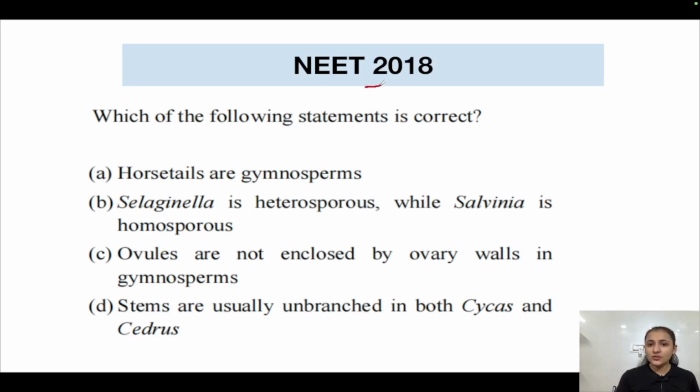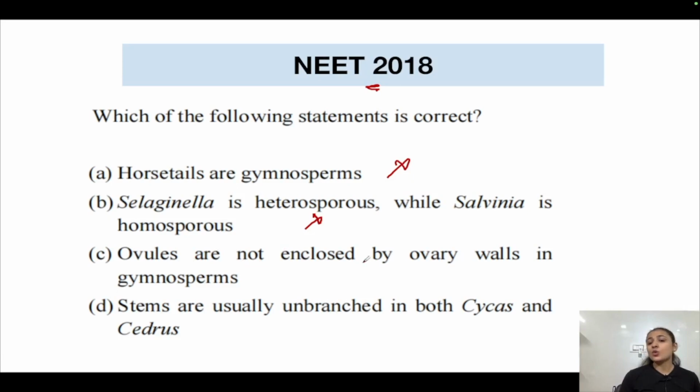So now this question is from NEET 2018. Which of the following statements is correct? Option number A saying horsetails are gymnosperms. Incorrect. Horsetails are pteridophytes, not gymnosperms. Option number B, Selaginella is heterosporous while Salvinia is homosporous. Incorrect. Both Selaginella and Salvinia are pteridophytes and both of these are heterosporous.